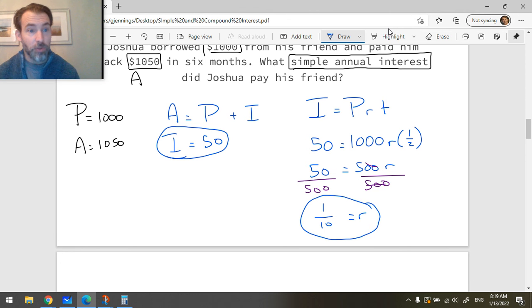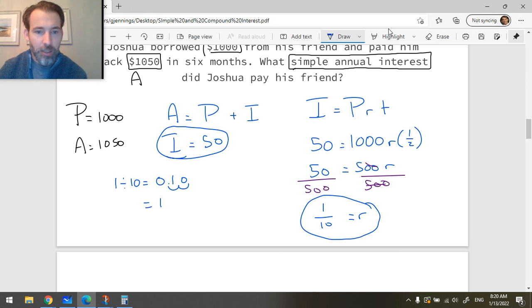But that's a very strange way of saying the interest rate. Usually we express interest rates as percents. So if I want to express that as a percent, I could first convert it to a decimal and then convert it to a percent, or I could just know that that's 10%. So the way you do that is 1 divided by 10 equals 0.1, and then I move the decimal place twice, okay? And that would be 10%.